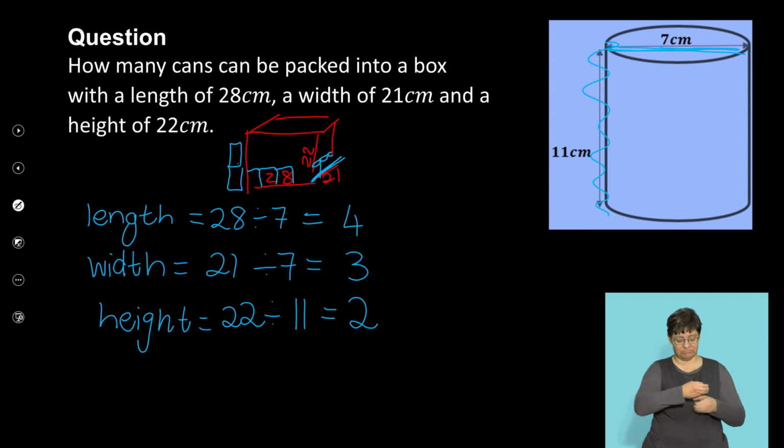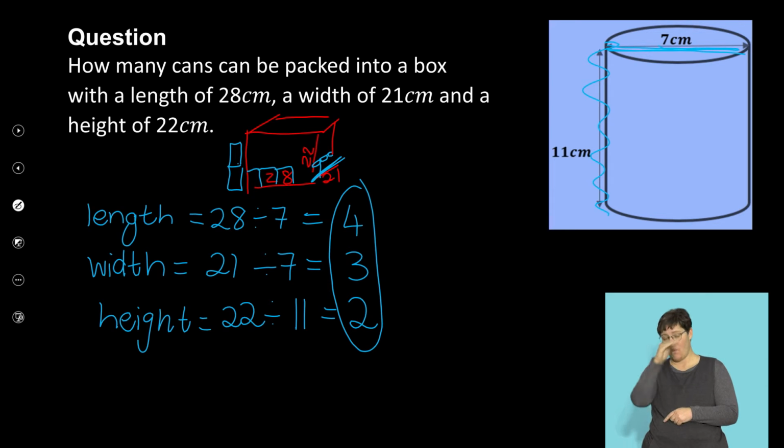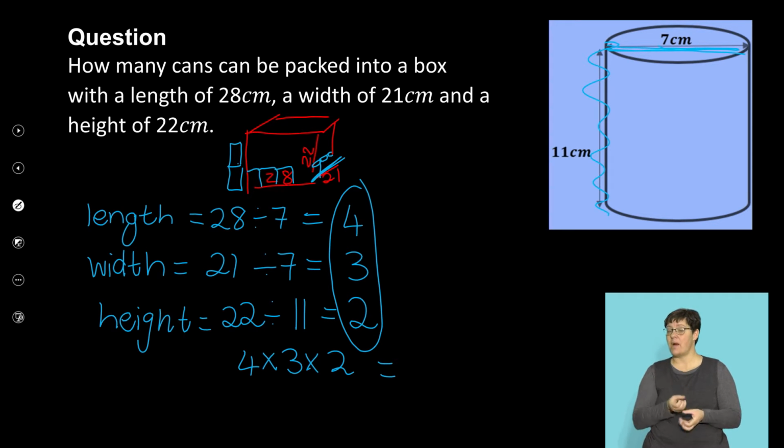Lastly, I need to see how many cans will be packed in total into the box. I'm just going to multiply these 3 values together, because I know that those are the dimensions of the box, so it will account for how many cans I can fit in. So it is just going to be 4 times 3 times 2. 4 times 3 times 2 is 24. So I can fit 24 cans into my box.